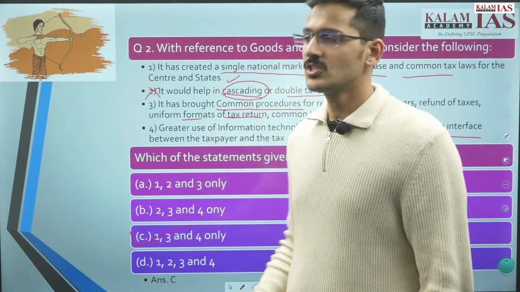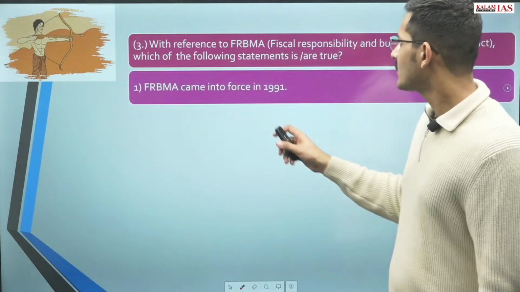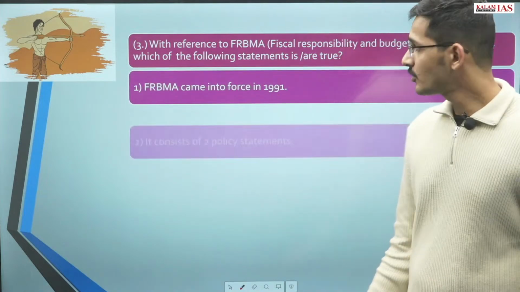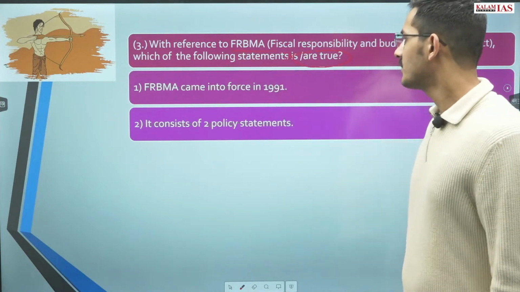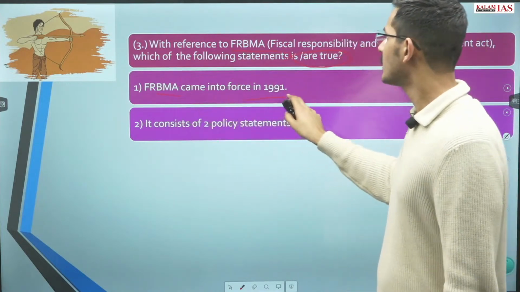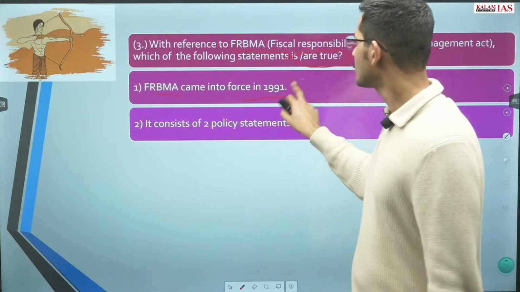So the answer is GST. Next question is, with reference to FRBM Act, which of the following statements is or are true? It came into force in 1991. The FRBM Act came in 2003, so this statement is a wrong statement.